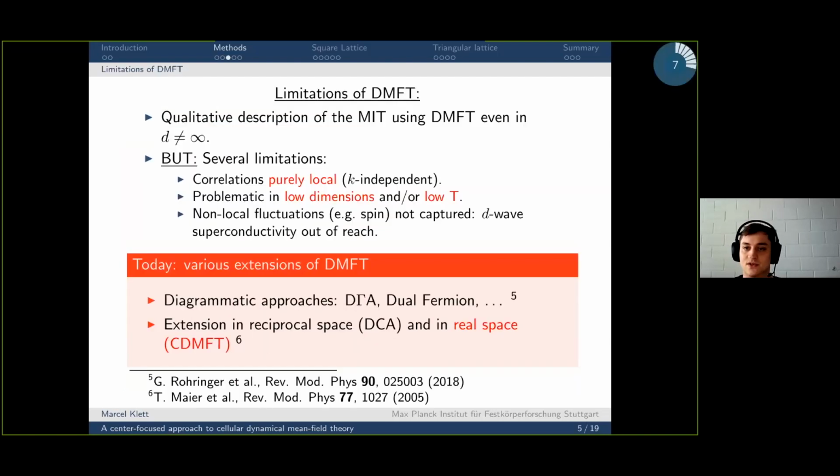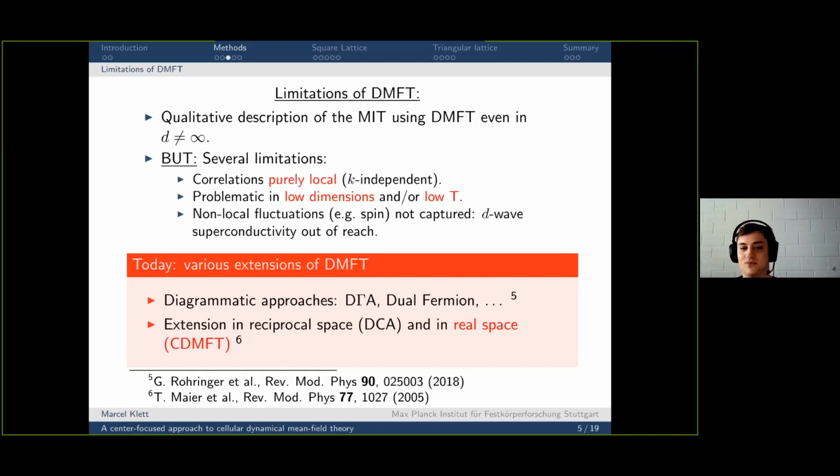Okay, so let me tell you that DMFT, even though it's an approximation in finite dimensions, for example, a two-dimensional case, was very successful to qualitatively describe the Mott transition here, which is in itself very nice. It still has some severe limitations, and the biggest limitation of DMFT is that it is a purely local theory. So what we end up having is the local self-energy.